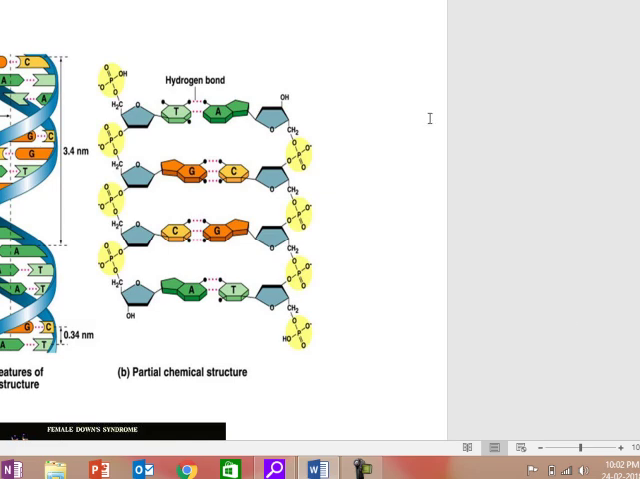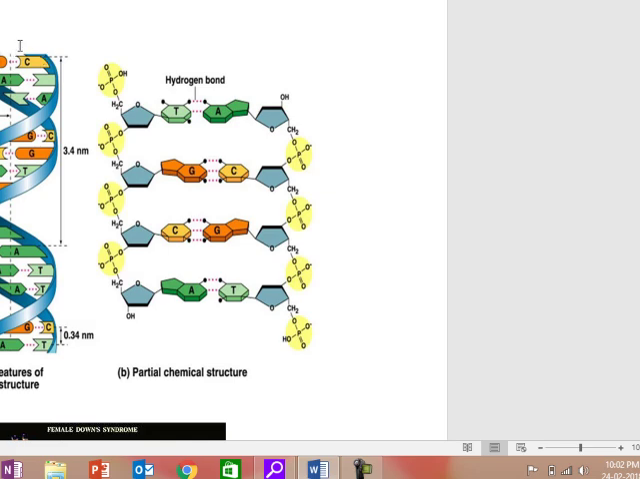Structure of DNA. Watson and Crick proposed the double helix structure of DNA. So according to the double helix structure, DNA is having two strands which are helically coiled around each other. The two strands are anti-parallel to each other and they are helically coiled. And each strand of DNA is a polymer of nucleotides.